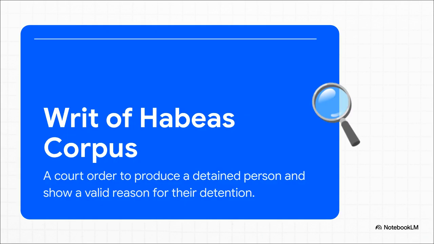Let me give you a really powerful example. The writ of habeas corpus. In Latin, that literally means you may have the body. If a person is detained, a court can issue this order, forcing the authorities to physically bring that person to court and prove, with evidence, that their detention is legal. It's one of the strongest shields we have against illegal imprisonment.